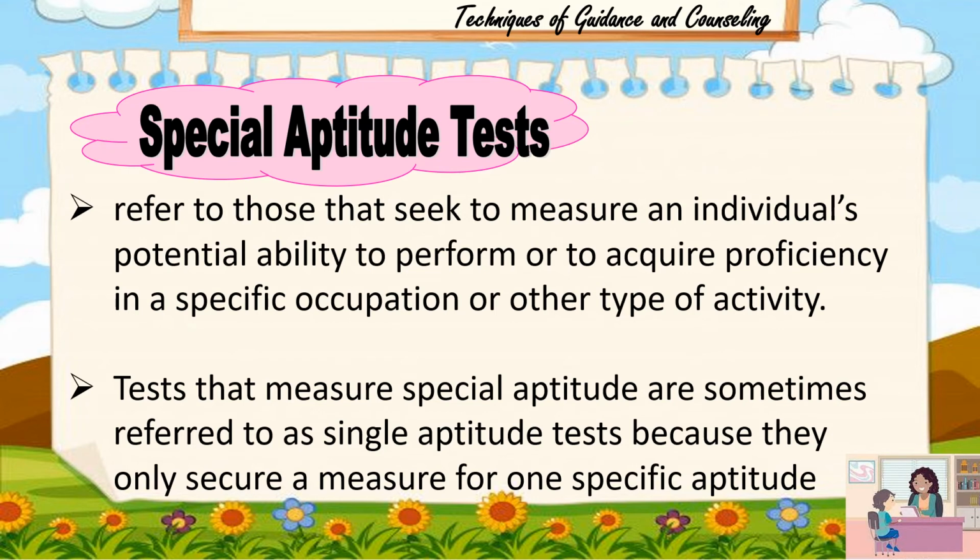Special aptitude tests refer to those that seek to measure an individual's potential ability to perform or to acquire proficiency in a specific occupation or other type of activity. Tests that measure special aptitude are sometimes referred to as single aptitude tests because they only secure a measure for one specific aptitude. So you might have seen or heard about the clerical aptitude test and the numerical ability test.